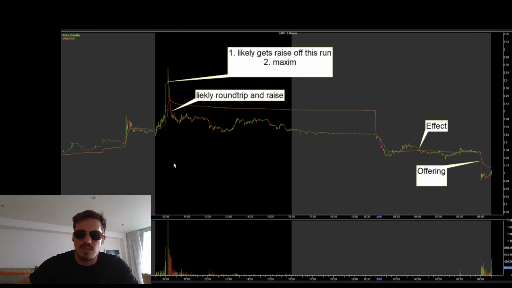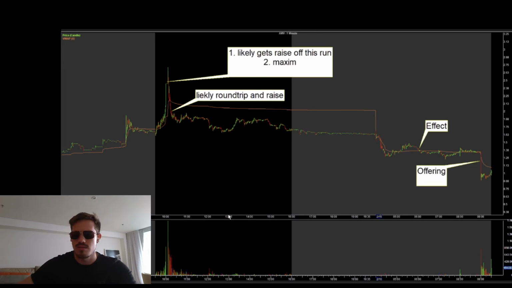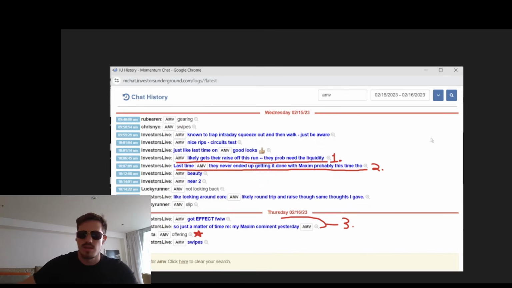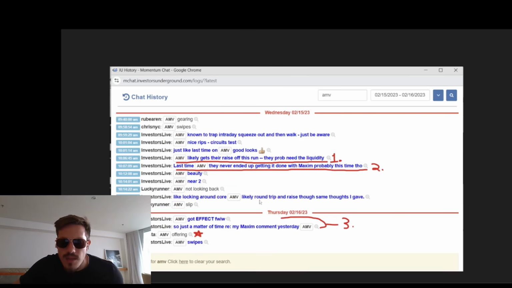Now, if we go over the next candle, you can see that was right after the spike. He's already mentioning that. Then the Maxim, the underwriter. I'm like, okay, what is Maxim? And then got effect. So what's effect? And then the offering, right? So it's pretty clear. Oh, and also I think he mentioned likely round trip, right? So those are the things that I thought were interesting.